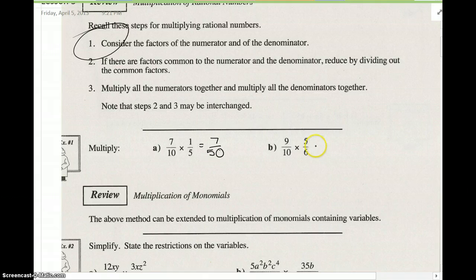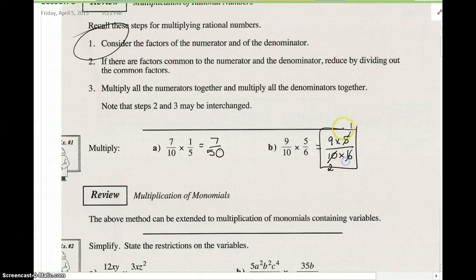Now the second question, we can do the same thing. We could multiply 9 times 5 and 10 times 6, but what I would prefer, and what I want you to do, is cancel out. Remember that this 9 times 5 over 10 times 6 is really just one fraction, so if I can simplify this before I multiply it out, much better. Notice I have a 5 and I have a 10. So 5 goes into 5 once, and 5 goes into 10 two times.